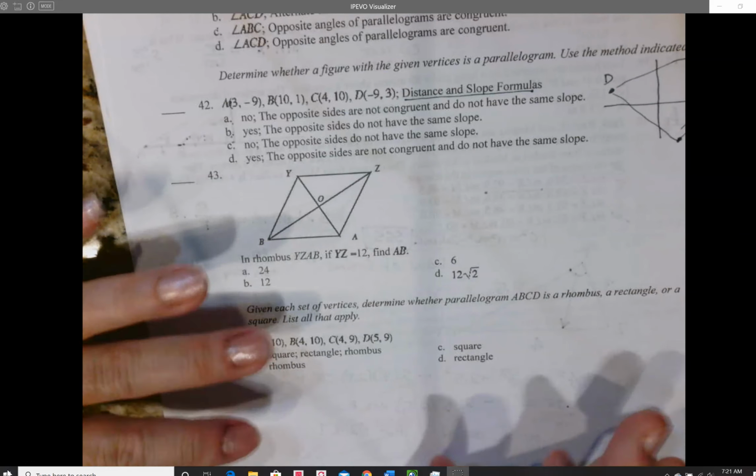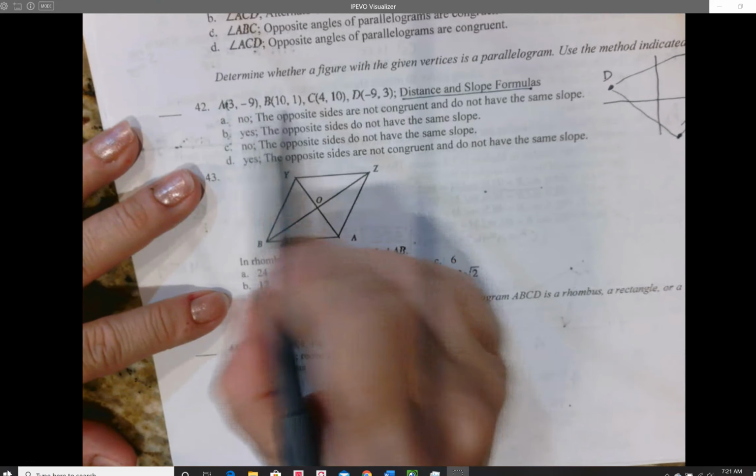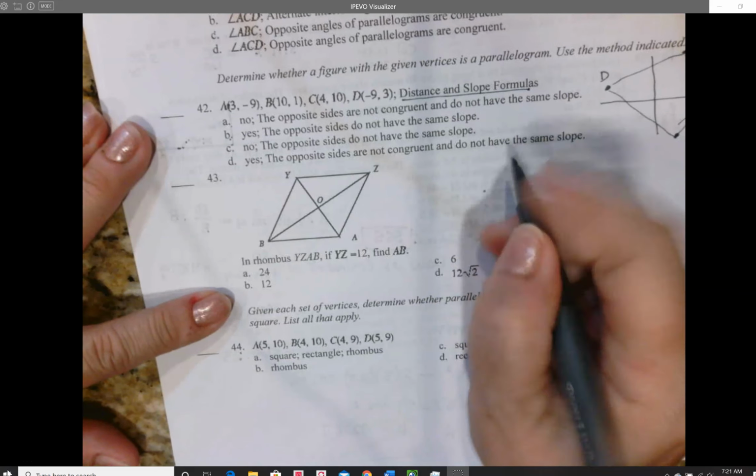So that way I know A, B, and C, D are supposed to be across from each other. So let me check. How long is AB?